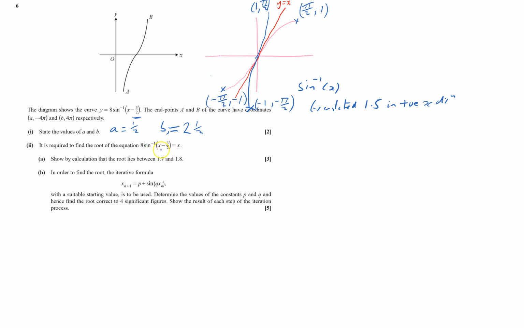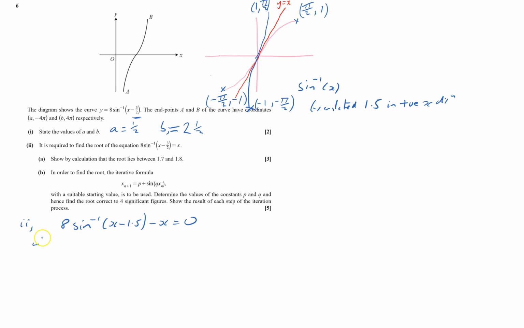Right, so we've now got to find this, so part 2. Required to find the roots of this, and show that it's between 1.7 and 1.8. What I would do is put it so it's all equal to 0: sine to minus 1 of x, minus 1.5, minus x equals 0.